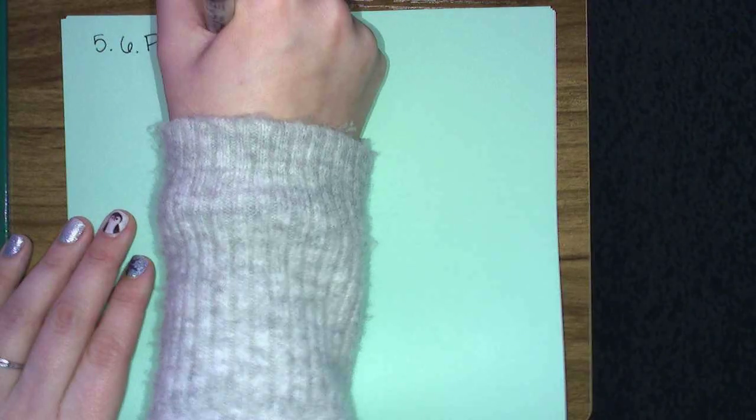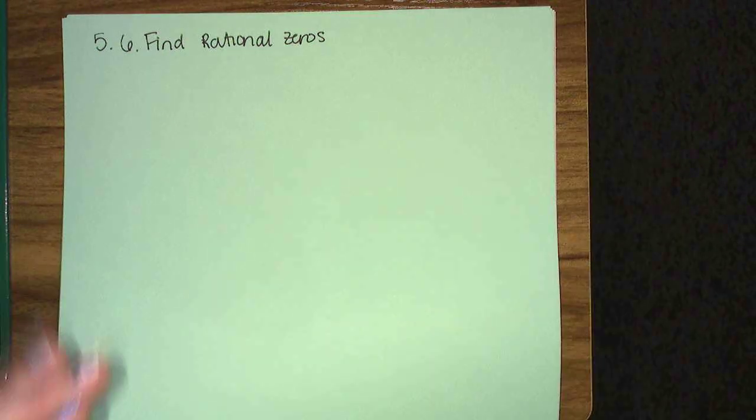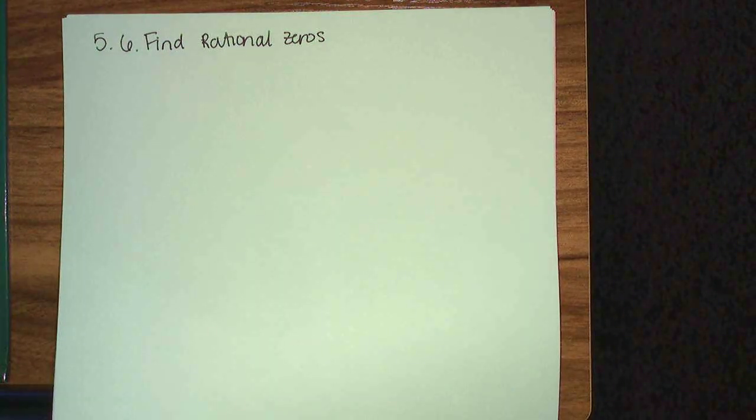Alright, 5.6, find rational zeros. So the beauty is, you already know how to do half of it, because you know how to do synthetic division.